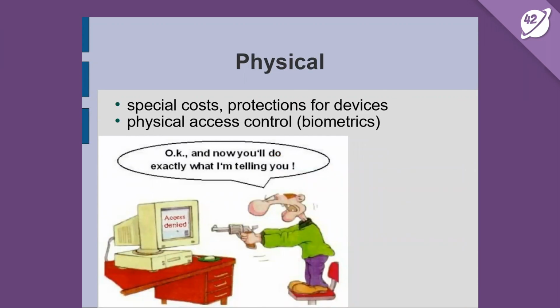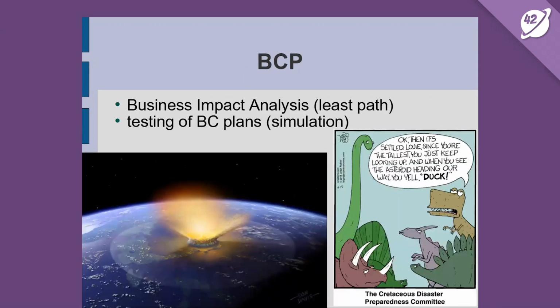So there's going to be special costs, there's going to be special protections for devices, and you're probably going to want to deal with physical access control. Who's going to get access to this. So now, business impact analysis.